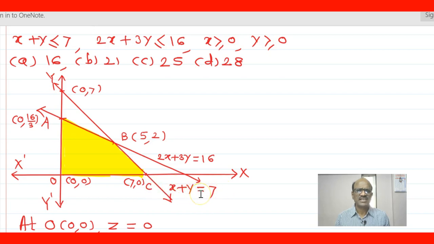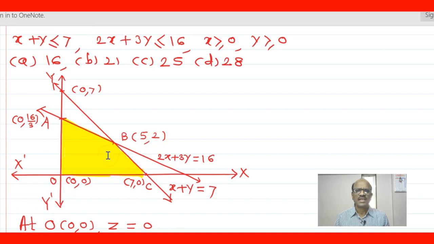When this line touches the x-axis, its y coordinate is 0, therefore the point is (7, 0), and when it touches the y-axis, its x coordinate is 0 and the point is (0, 7). To find the point of intersection of 2x plus 3y equals 16 and x plus y equals 7, solve these two equations simultaneously, then you will get the point B (5, 2).